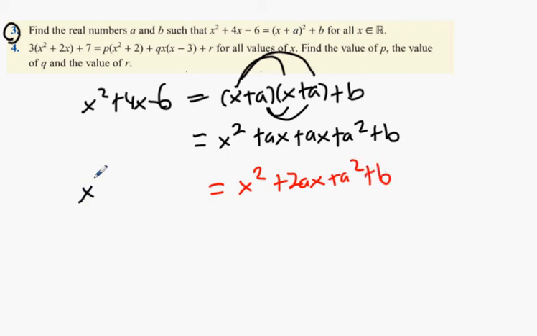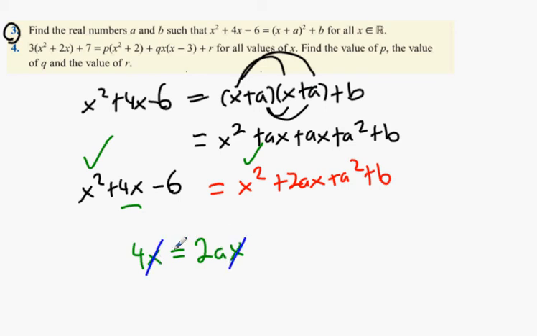Now guys, compare them to each other. What equals what? The x squared equals the x squared. The 4x is the same as, anybody? 2ax. What happens to the x's on both sides? 2a is the same number as 4. What is a? a is 2.